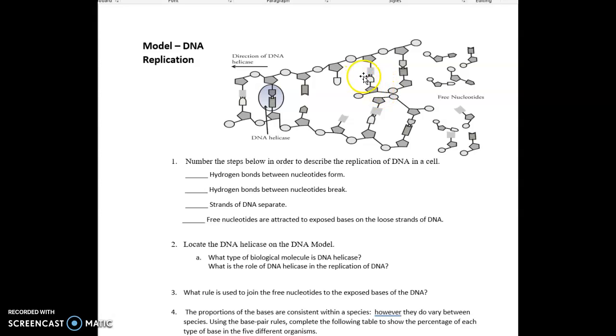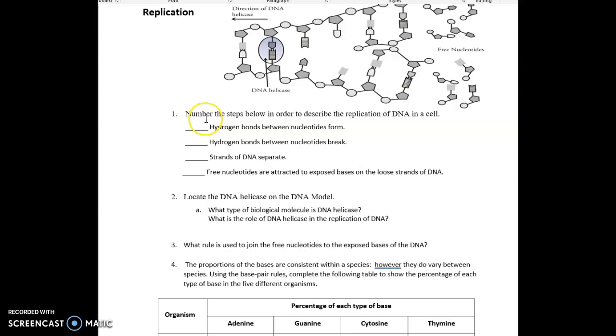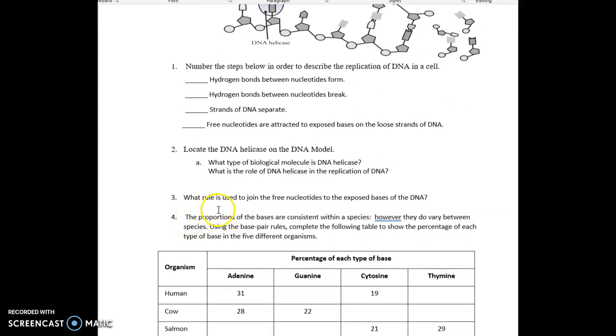Now, what's the enzyme that makes this happen, that bonds them together? And that is your ligase. Okay. All right, so what you're going to do with your partner, I want you to answer question number 1. You're just putting things in order. Number 2, locate the DNA helicase on the DNA model. Answer the question. Number 3, what rule is used to join the free nucleotides to the exposed bases on the DNA?